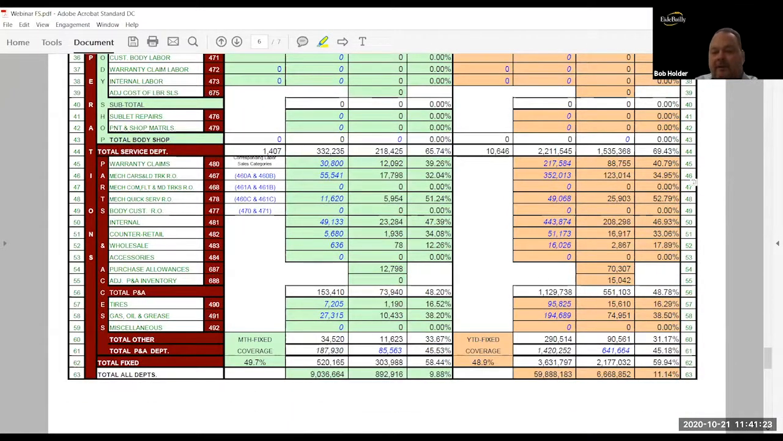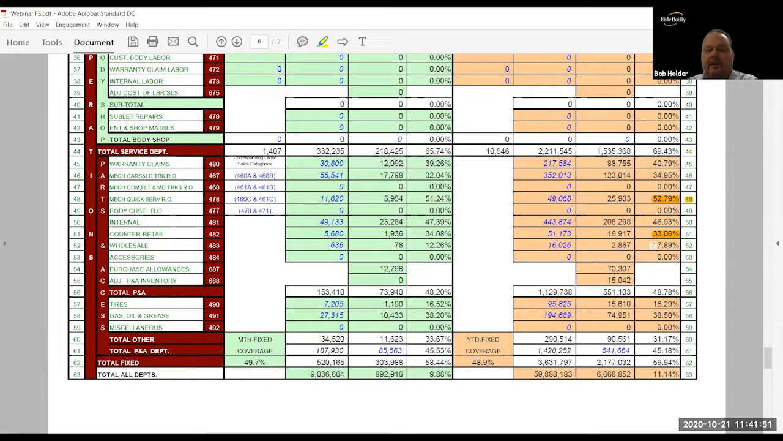Then I run down to parts, and I usually expect to see 35 to 40% in the parts area. The warranty claim number is real strong. These are real strong numbers. The quick service number is real high again, which to me is counterintuitive. Looking at internal, strong internal gross, so the pricing looks right. Counter retail is a little weak, not a real big number.